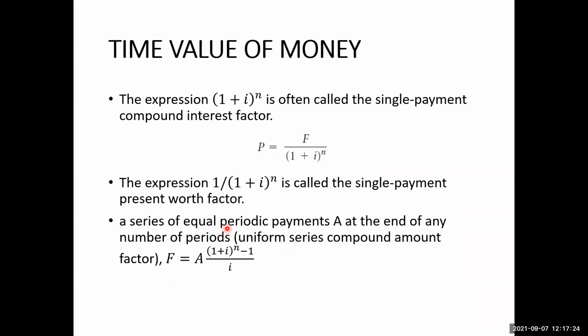When those series of equal periodic payments are made or deposited into some account, what is their accumulated value at the end of a period n, when an interest rate of i is used? This is given by the formula F is equal to A into ((1 plus i) to the power n minus 1) over i.